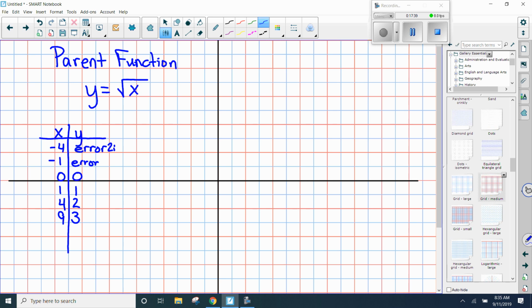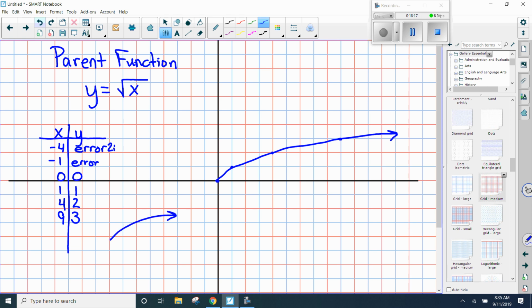So if I start to plot those points, the domain is that x has got to be greater than or equal to 0. I cannot pick a negative number and take the square root of it. So you get the point (0, 0). You get the point (1, 1). When you are at 4, you get 2. When you are at 9, you get 3. And the parent function for a square root graph looks like that, right there. You kind of just get an arch that goes over this way.